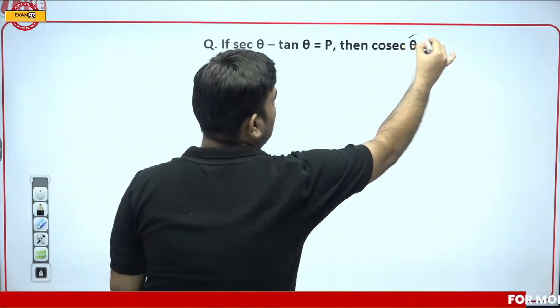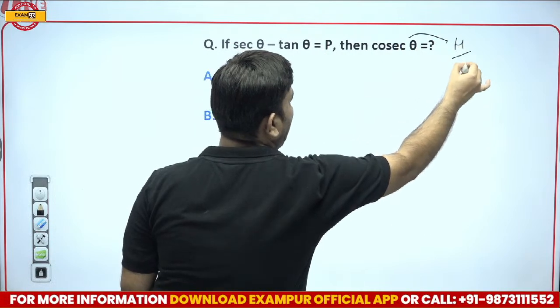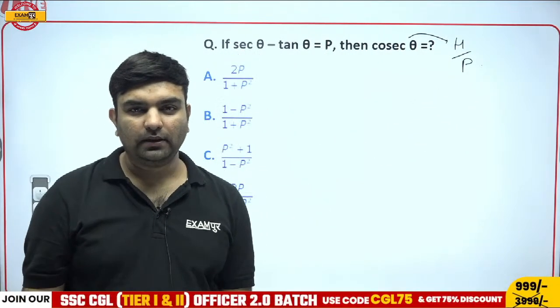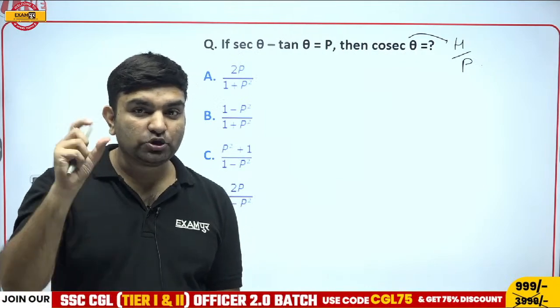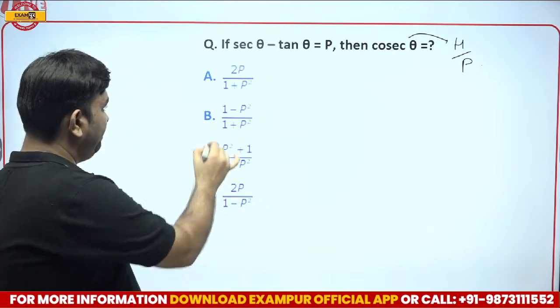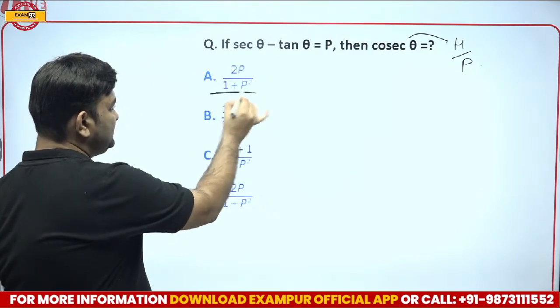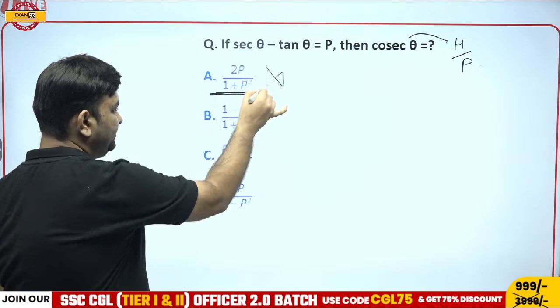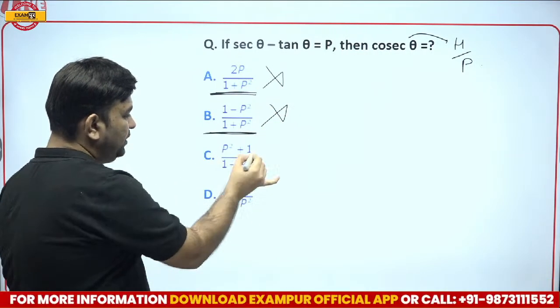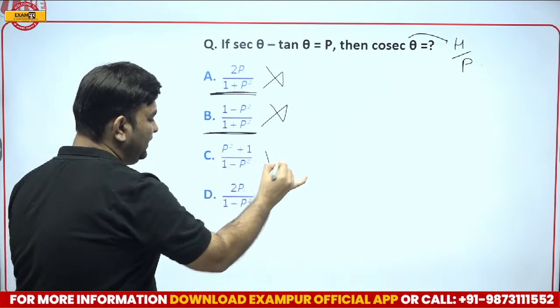Cosec theta is hypotenuse upon perpendicular. So the numerator should be the largest. 1 upon p square is the largest, it is in the denominator. 1 plus p square is in the numerator, that is the answer.